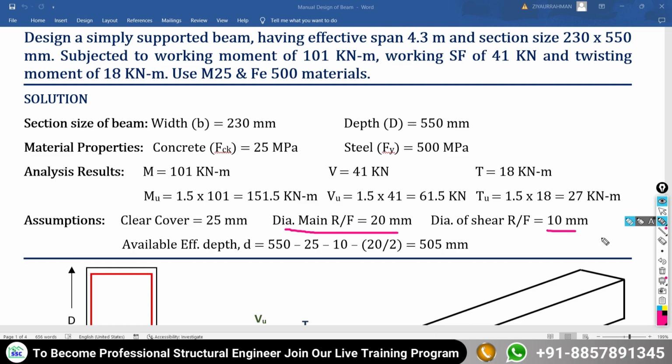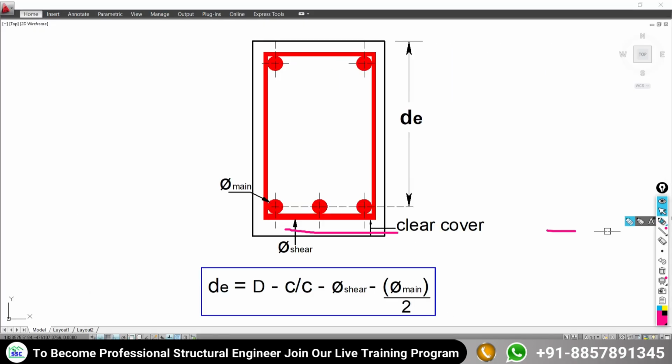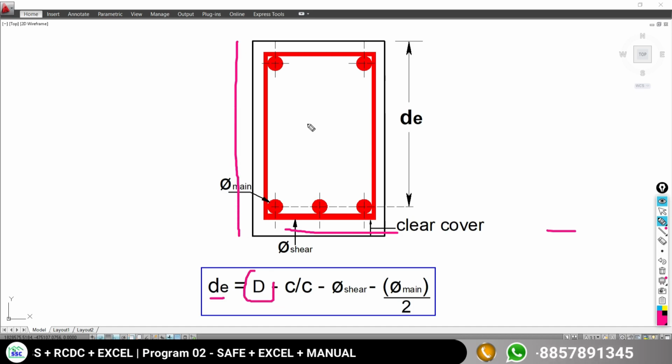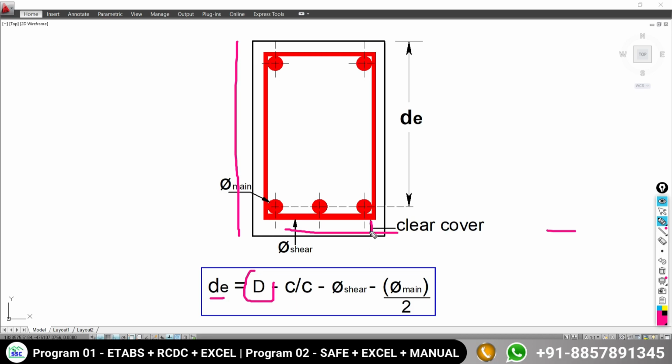I am going to put all this value here. So what is the formula? The formula for calculating the effective depth will equal overall depth minus the clear cover, minus the diameter of shear reinforcement, minus half of the diameter of main reinforcement. So this is the formula for calculating the effective depth.